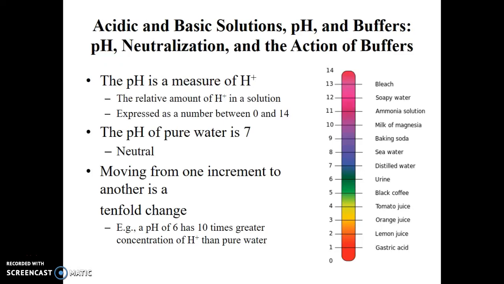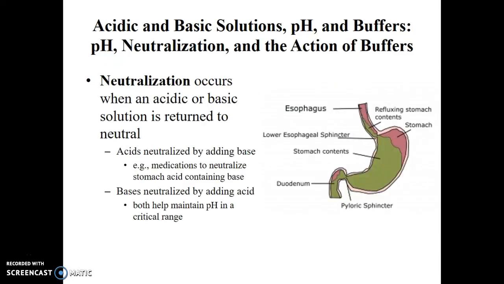Anything above that pH of 7 is going to have a decrease in the amount of hydrogen ions in it. Anything below that 7 is going to have an increase in the amount of hydrogen ions in it. Neutralization then occurs when you have an acid and a base that come together forming a neutral environment.